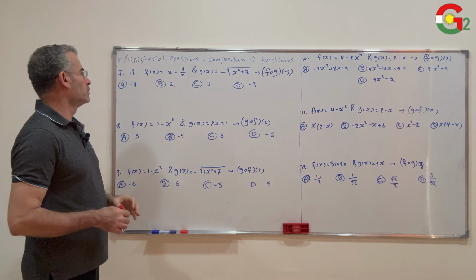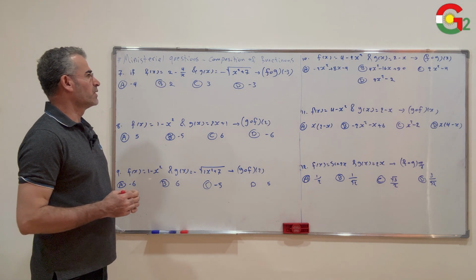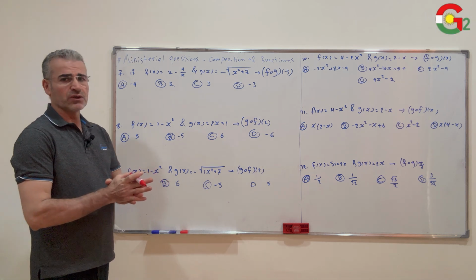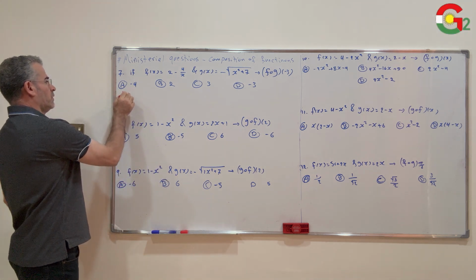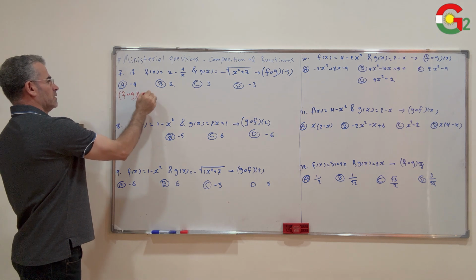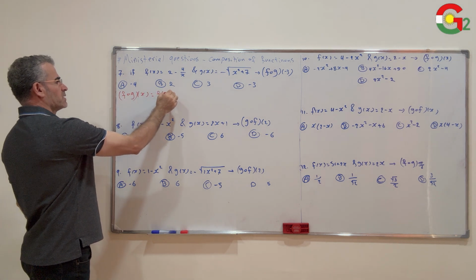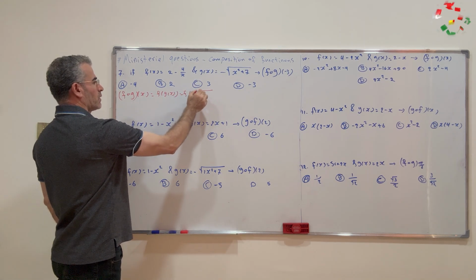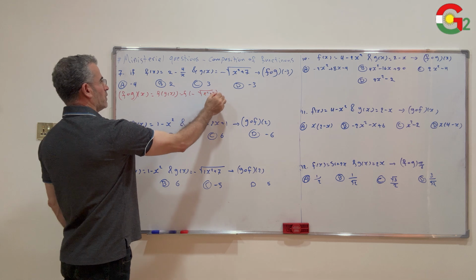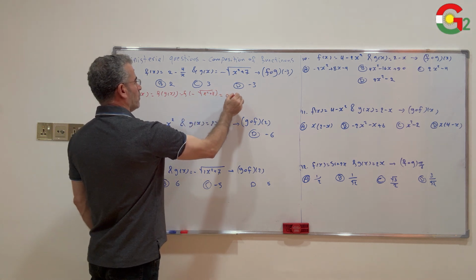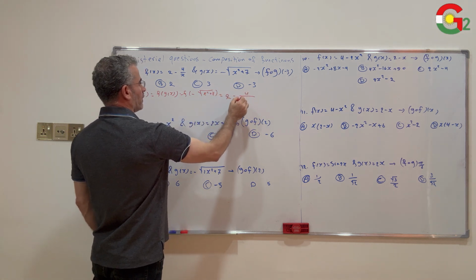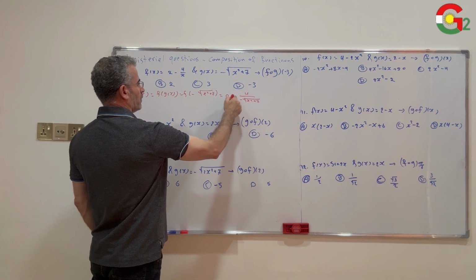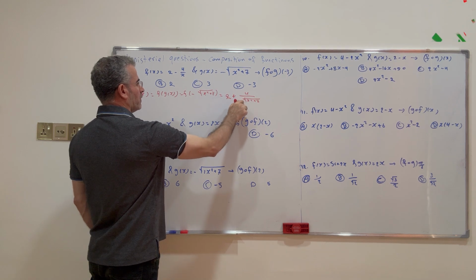Question number 7. If f of x equals negative 4 over x and g of x equals negative square root of x power 2 plus 7, find f of g of negative 3. F of g of x equals f of negative square root of x power 2 plus 7, equal to negative 4 over negative square root of x power 2 plus 7. Negative with negative will be positive.